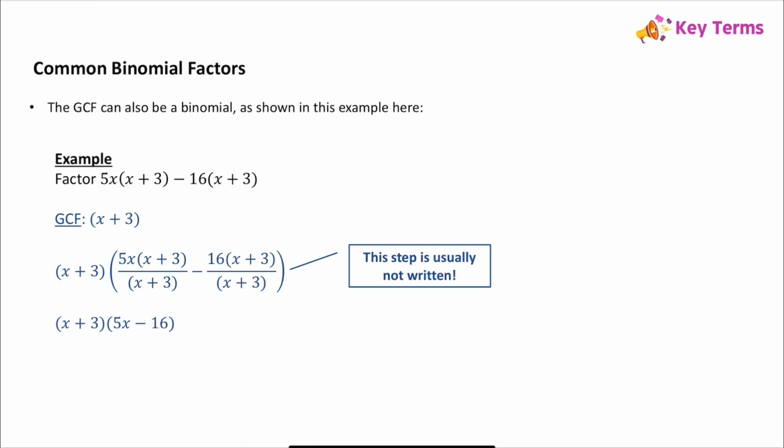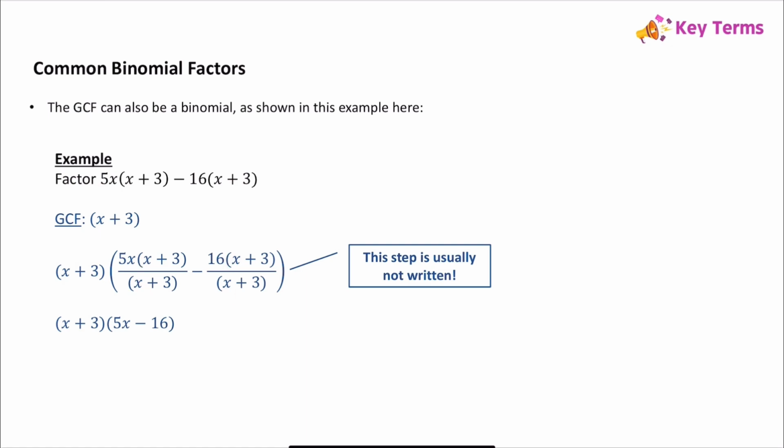So what I'm doing here really, and this is looking way more complicated than you would actually write out, is I'm just writing it so you can see where this is coming from. So I take that x plus 3 and put it in front, and then what I'm actually doing is dividing an x plus 3 out of each of these terms.